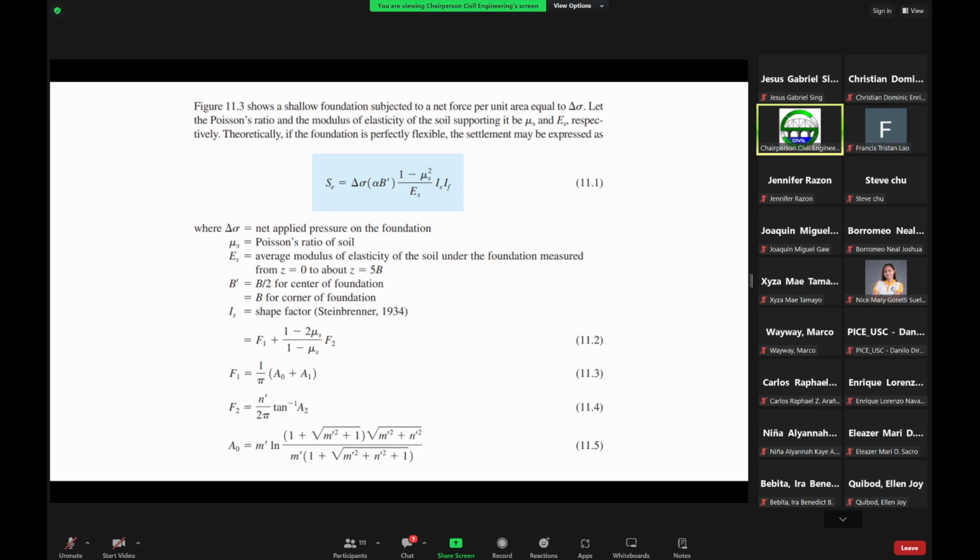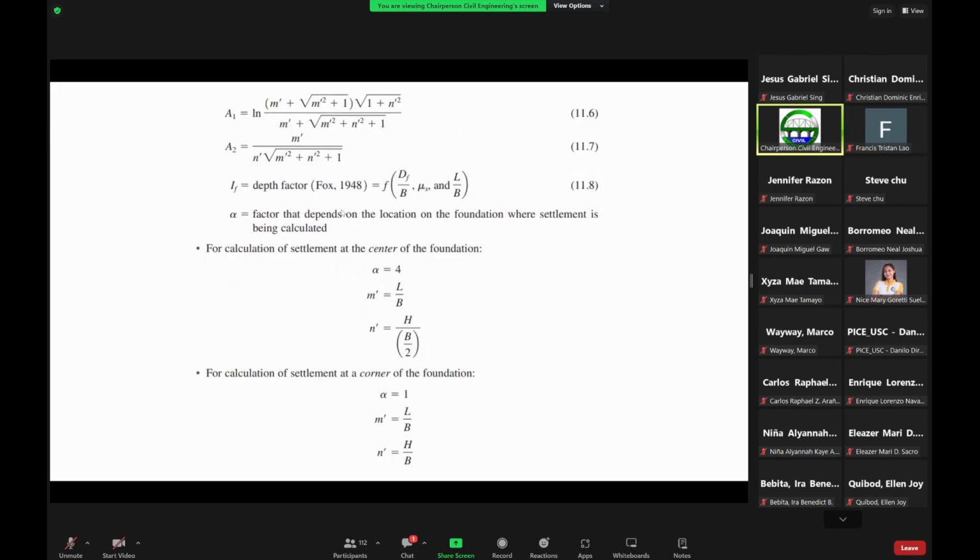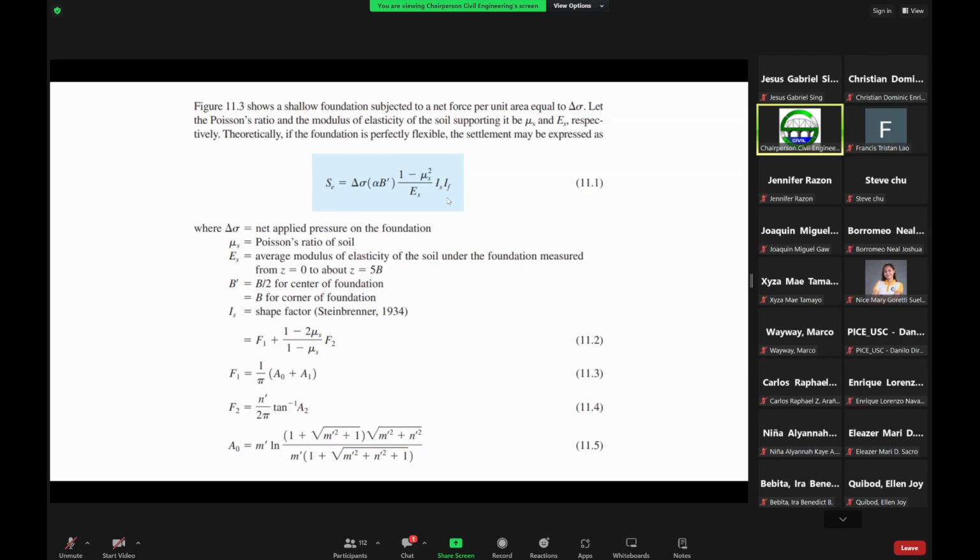We will have an example later, depending on the type of soil beneath the foundation. If it is a homogeneous soil, then we only have one elastic modulus. But if you have heterogeneous soil, then you can probably take the average elastic modulus. And then here you have your I sub S, or the shape factor. And then here you also have your I sub F, which is the depth factor.